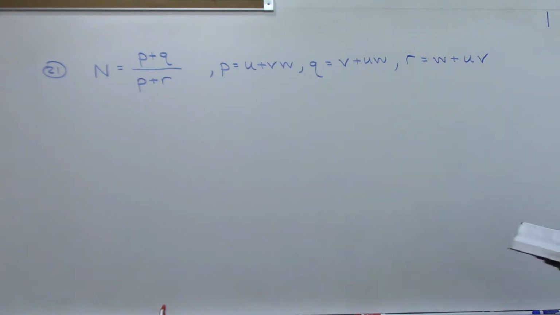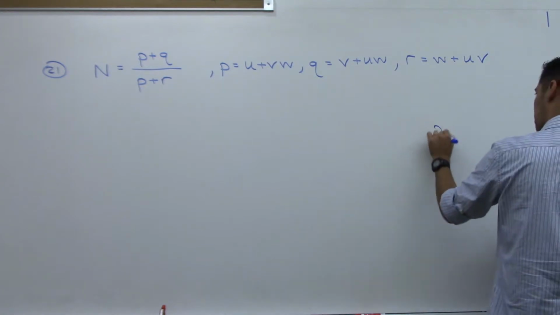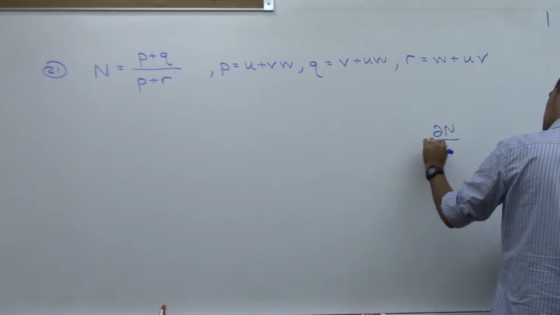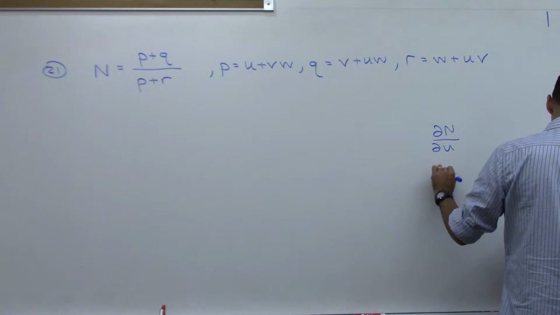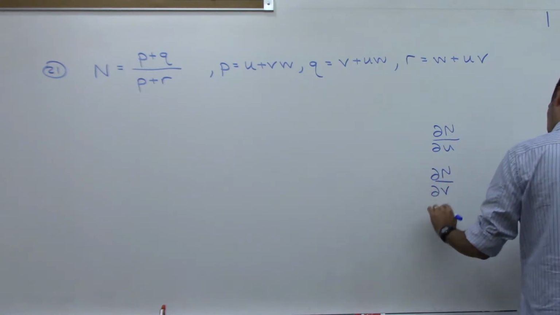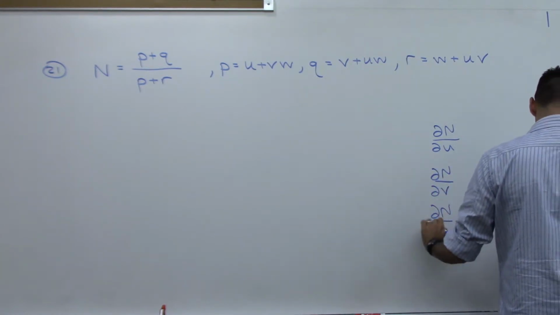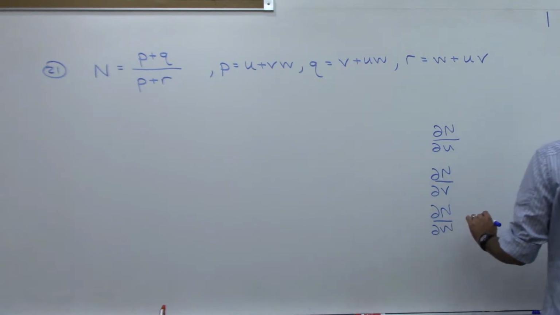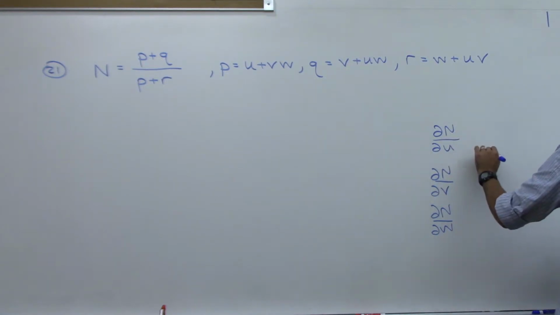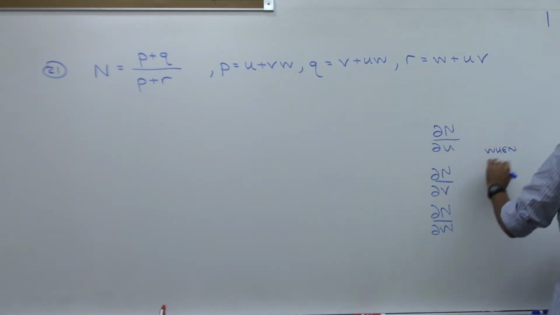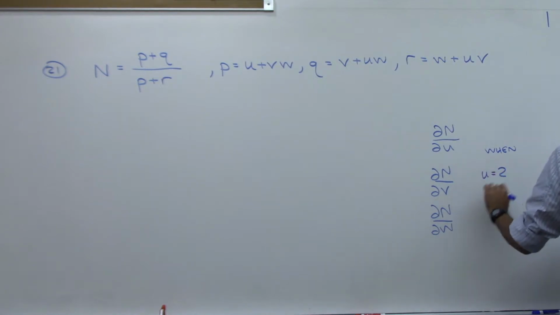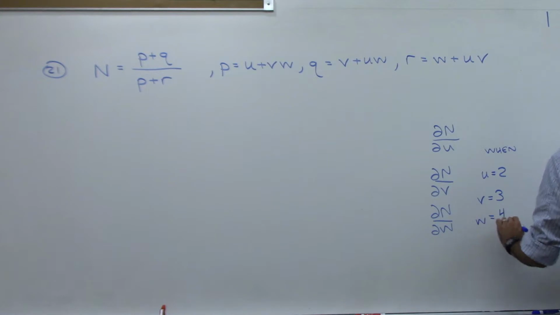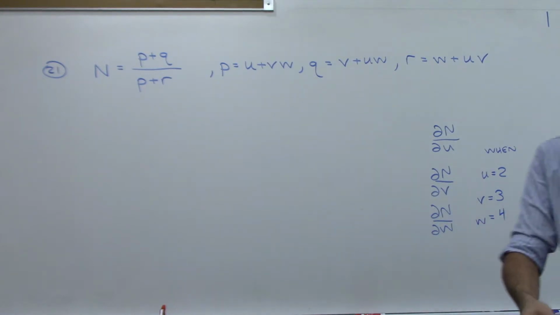They want you to find three things: partial N with respect to U, partial N with respect to V, partial N with respect to W. And they want these when U equals 2, V equals 3, W equals 4. Okay, I did not do one like this in class.